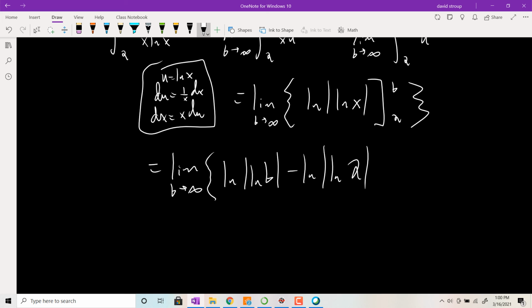As b goes to infinity, this inner part inside the natural log will go to infinity. So it'll be something like 10, 100, 1,000, 1,000,000. So you're plugging something going to infinity inside the natural log, and that will make the natural log also go to infinity. So this whole thing will be infinity, and then minus some number L, which will equal infinity. In other words, both diverge. So hence, by the integral test, the series diverges.